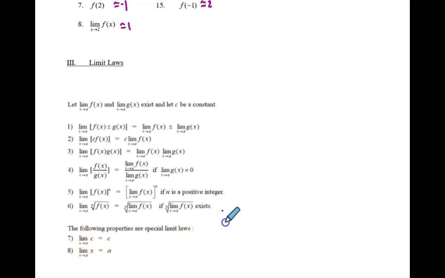And then these are two special limit laws that we use a lot. The limit of some constant function y equals c. So here is my graph of y equals c. The limit as x approaches a for any value on that graph is going to be that constant value c. And then this last one is actually the graph of y equals x right here. So anytime x approaches a, for any value a, the y value also equals a, so that limit equals a.